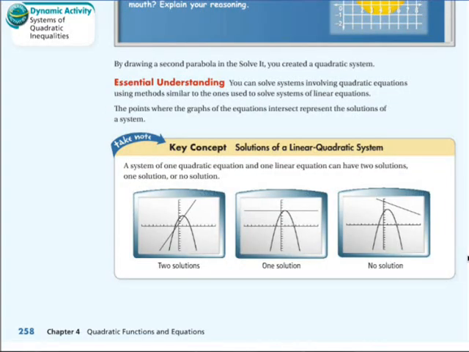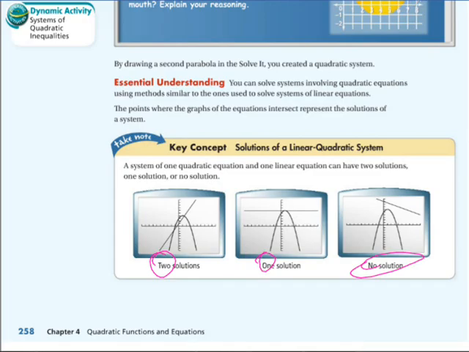Some things to know. If we have a linear quadratic system, you can probably tell by looking at the pictures, we have a line and a quadratic. If the line intersects the quadratic twice, we have two solutions. If the line is at the max or min of the quadratic, we have one solution. And if they never intersect, we have no solution. So there are three options: two, one, or none.